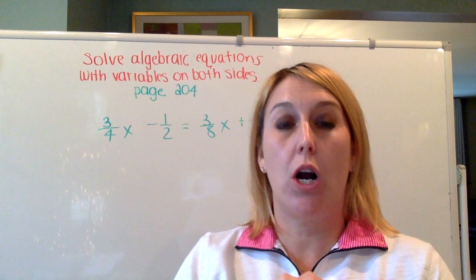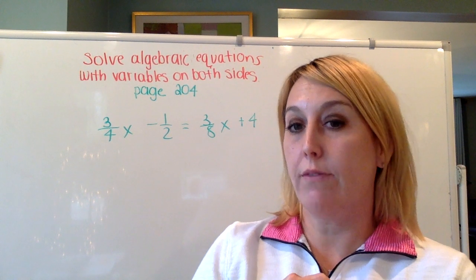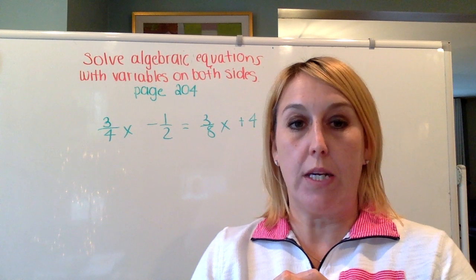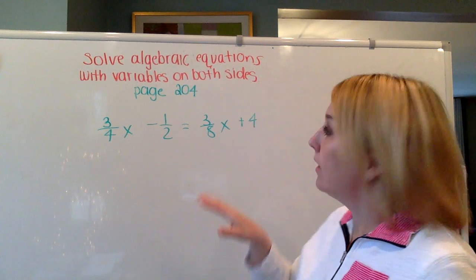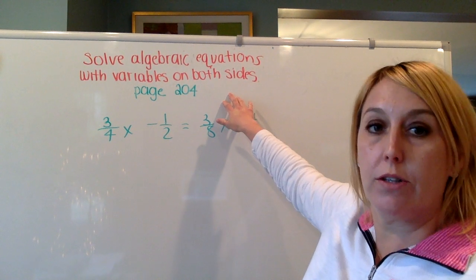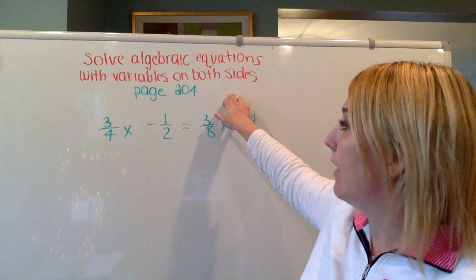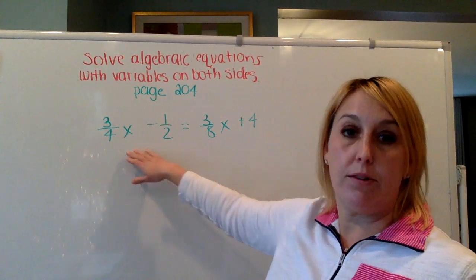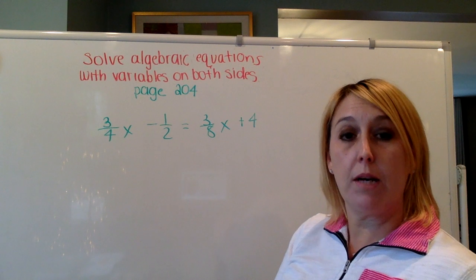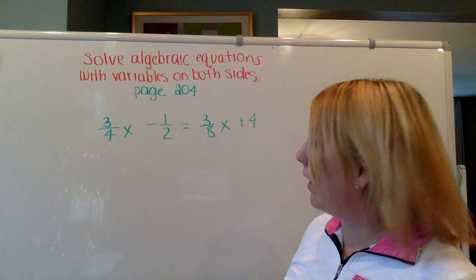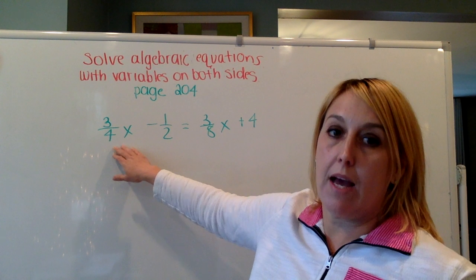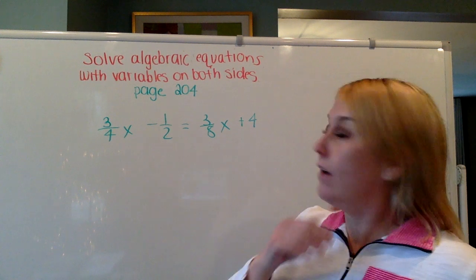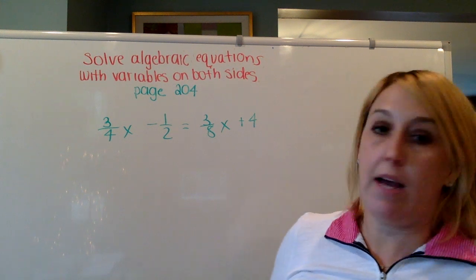Okay, so here we are on video number 3 for lesson 4.2. So again, same skill. We're solving algebraic equations that have variables on both sides. I'm still on page 204. But now, as I pointed out, the third video is going to be about fractions. Okay, so we have 3/4 x minus 1/2 equals 3/8 x plus 4.